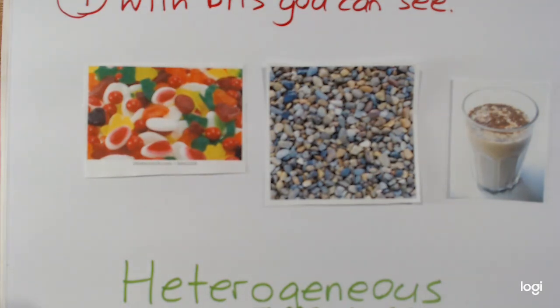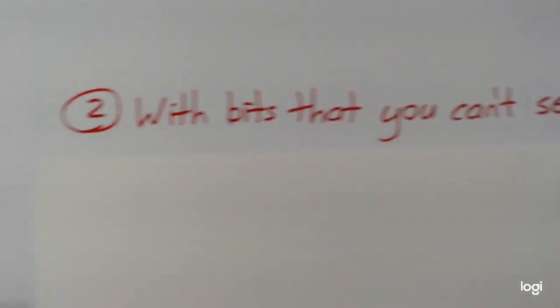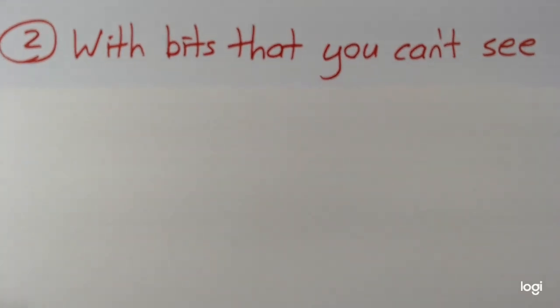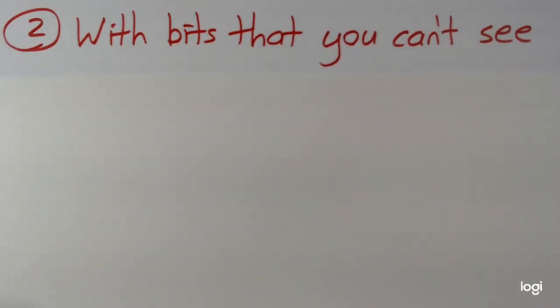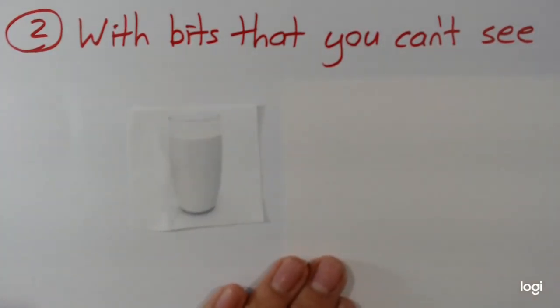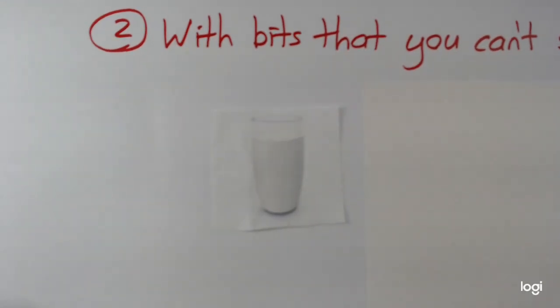Now, no prizes for guessing the second type of mixtures. They are mixtures with bits that you can't see. Oh my God. Okay. But can you guess what the word must be? It's not heterogeneous. Okay, mixtures with bits that you can't see. Firstly, let me show you one. Exhibit A, a glass of milk. Now, milk is a mixture. It's got water in it. It's got fat in it. It's got lactic acid in it. It's got some vitamins. It's got some minerals. It's a mixture of a good dozen or so different things.